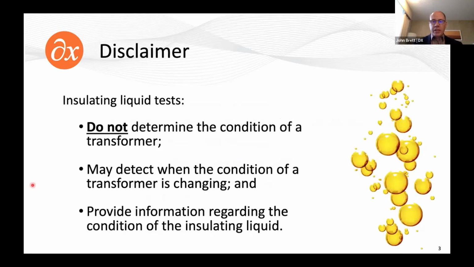But just a little disclaimer before we jump into this, I want to be really clear. Insulating liquid tests don't generally determine the condition of a transformer. They give you clues, they raise a flag to say the condition's changing, but you typically have to do other tests to find out what's actually going on or to confirm what's going on with the transformer. The DGA tests are good at pointing you in the right direction. The insulating liquid tests can give you good information with respect to oil quality and the condition of the insulating liquid, of course, but the transformer itself requires other offline tests typically.